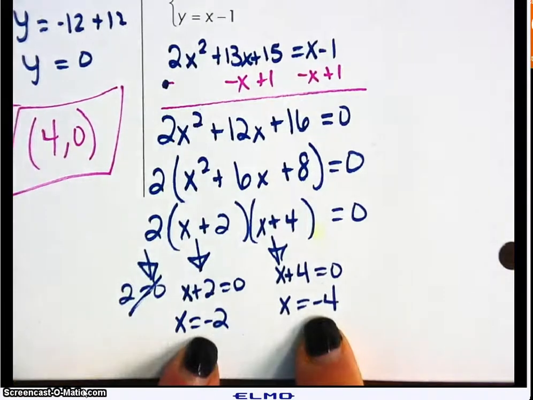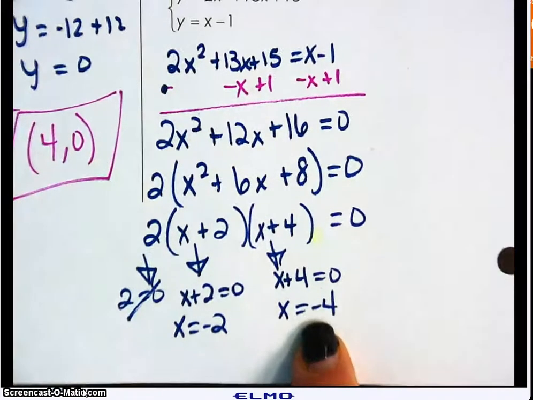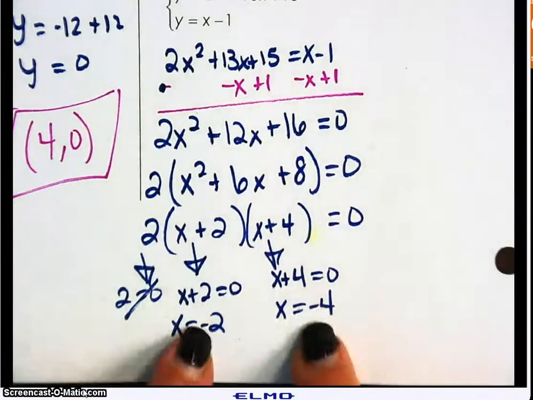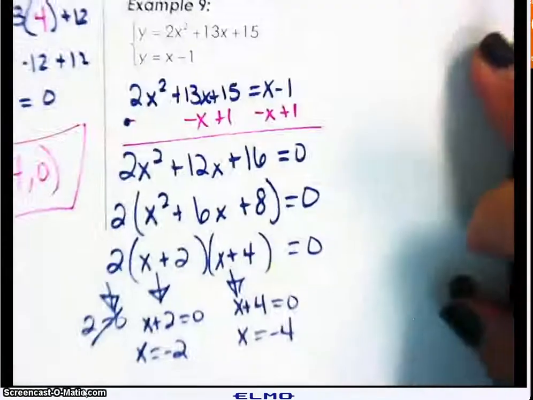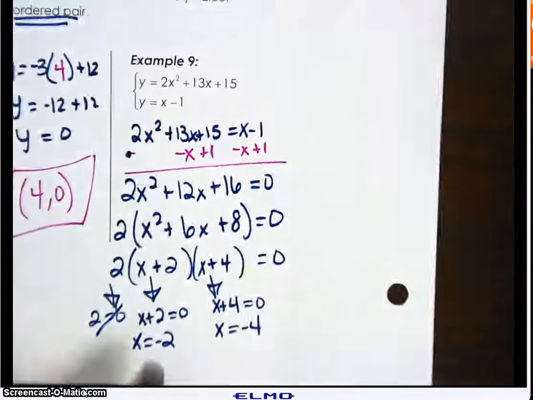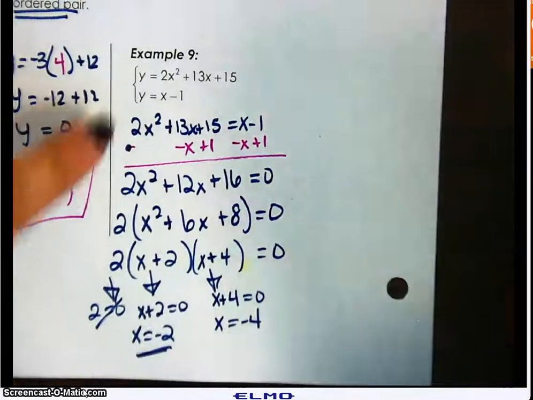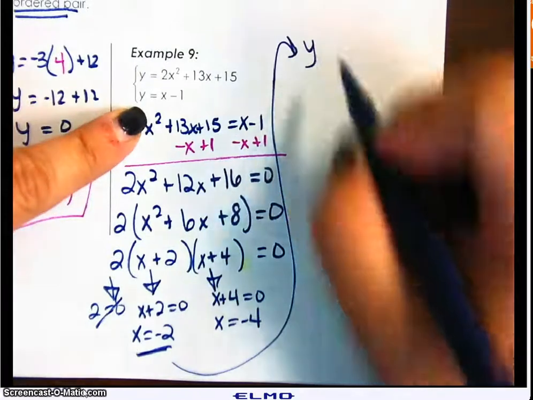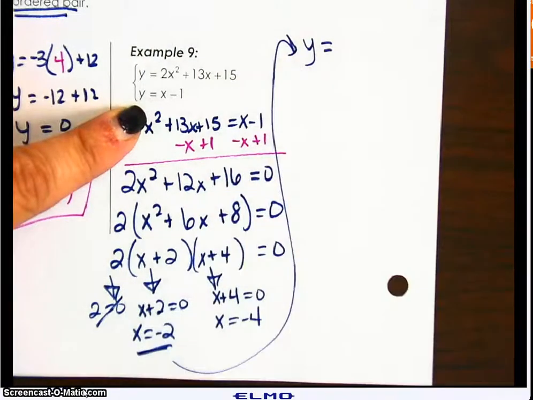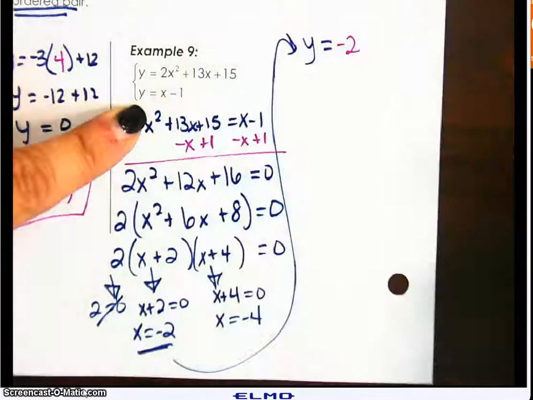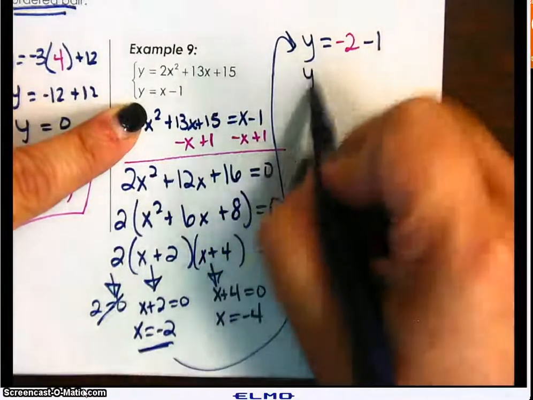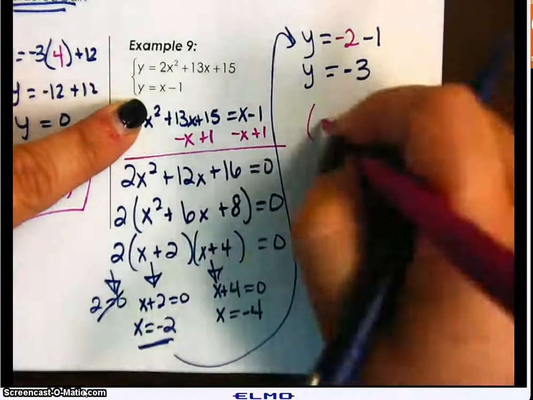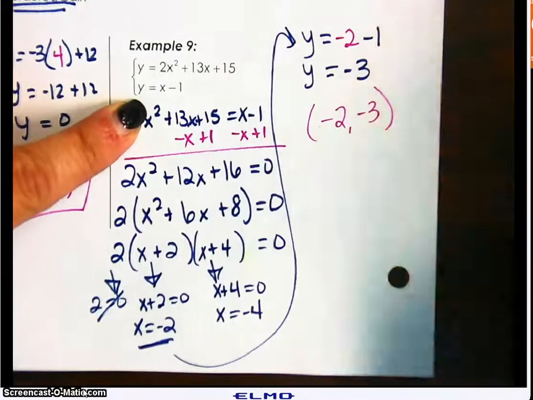This time my two x's are different. So what I need to do is plug in each one of them one at a time and get 2 intersections. We have a little bit of room over here to the right to do that. The first one I'm going to plug in is x equal to negative 2. So I'm plugging it into the linear. Y equals, I'm going to plug in the negative 2 minus 1. So what's my y value for this one? Negative 3. So one of my solutions is negative 2, negative 3, and I could check that.